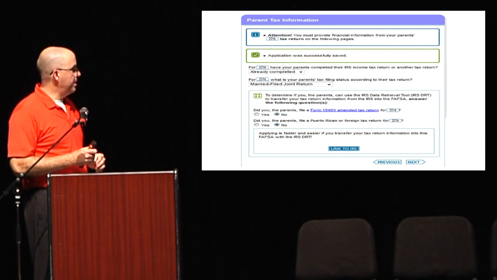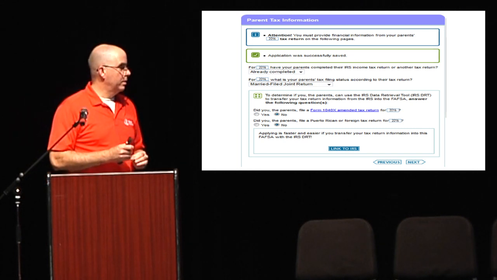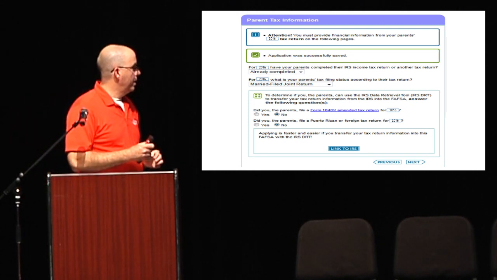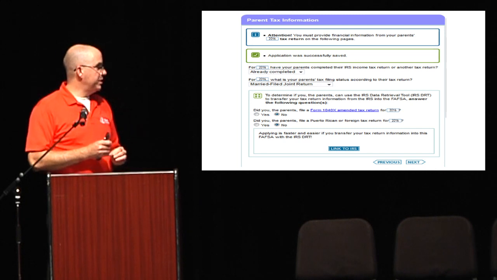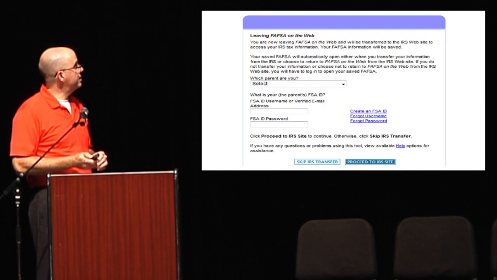Next, they want to know, did the parents file a foreign tax return for 2016? In our example, that answer is going to be no. Since those two answers were no, it says applying is faster and easier if you transfer your tax return information into the FAFSA with the IRS data retrieval. We're going to click on the link to the IRS.